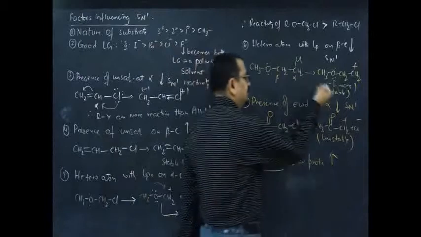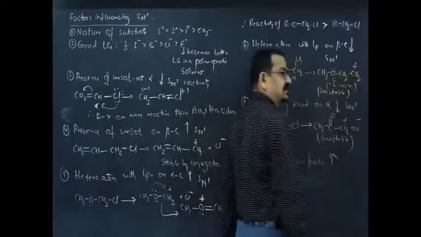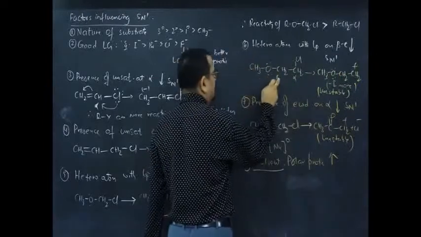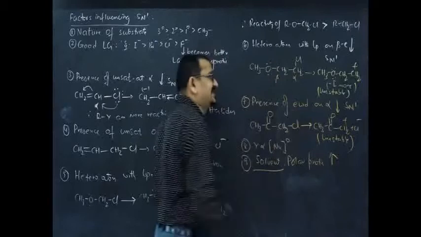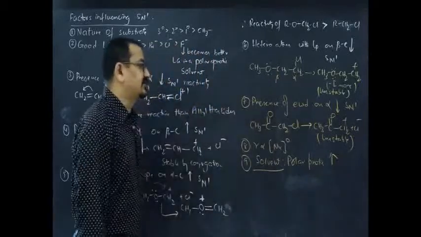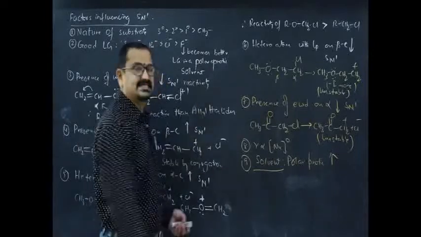That is why only minus I will be shown in a more pronounced manner, which destabilizes the carbocation. Thus, presence of a heteroatom with lone pair on beta position decreases SN1 reactivity. And when it comes to presence of an electron withdrawing group on alpha carbon, it decreases SN1 reactivity.